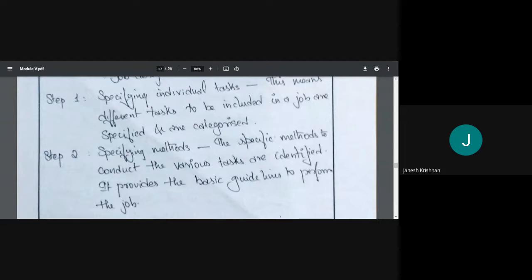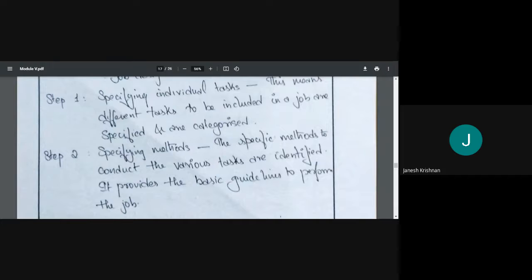Then the second step is we need to specify the method. Specific methods to conduct the various tasks are identified, so it provides the basic guidelines to perform the job. So I need to procure some material, cement, for my site. I can either order it directly, it is my job to order the material, or it is the job of the purchase manager to obtain the material. So it's been defined. So my relationship is also defined.